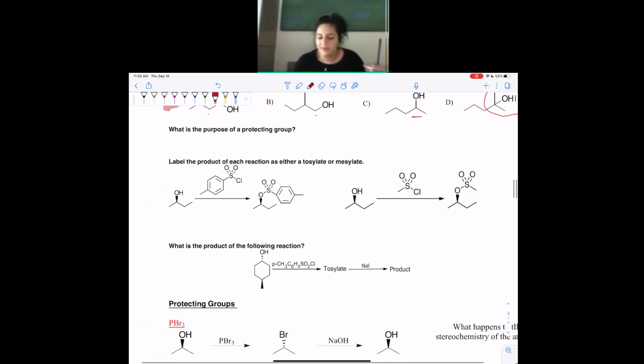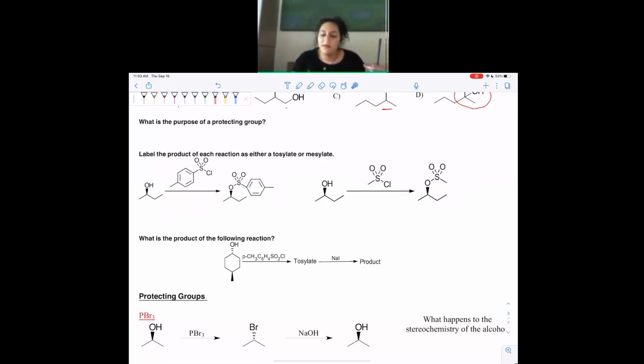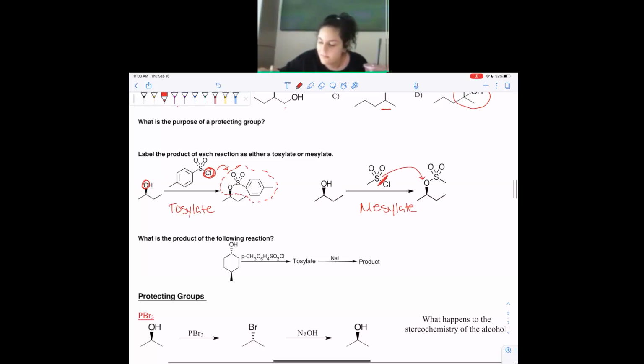So, mesylate and tosylate groups are these guys. So, this is a tosylate. This is a mesylate. And this chlorine is going to react with the oxygen to give you that. So when he asks you what is a tosylate group, you want this. Similarly, this chlorine is going to fall off. The sulfur attaches to that oxygen. The oxygen. And we end up with this group. So if he asks you for a mesylate, that's what he's talking about.